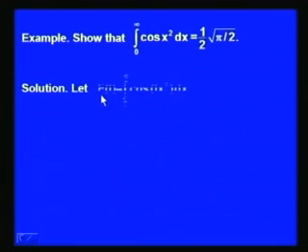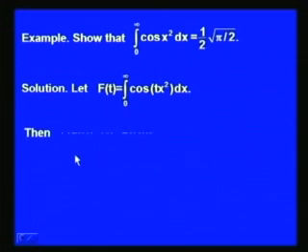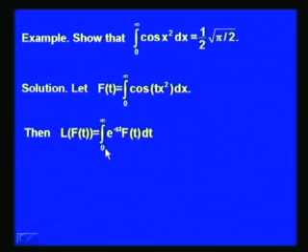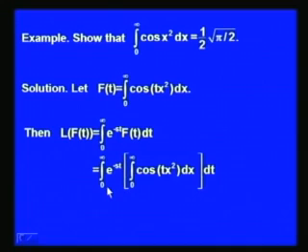Let us assume that f t is equal to integral 0 to infinity cos of t x square dx. Then Laplace transform of f t, which is equal to integral 0 to infinity e power minus s t into f t dt by definition, will become equal to integral 0 to infinity e to power minus s t into integral 0 to infinity cos of t x square dx into dt.